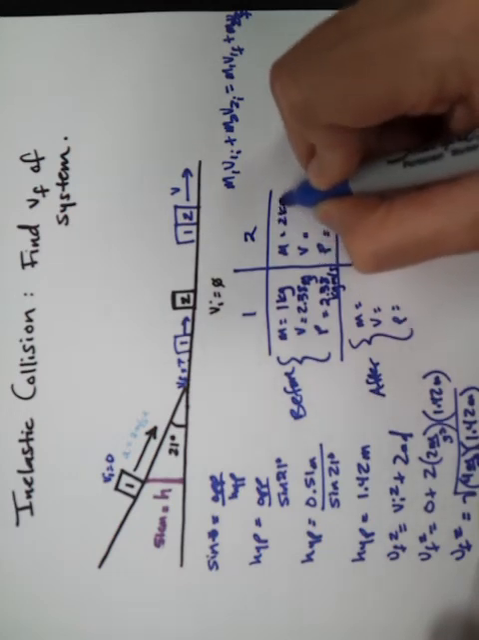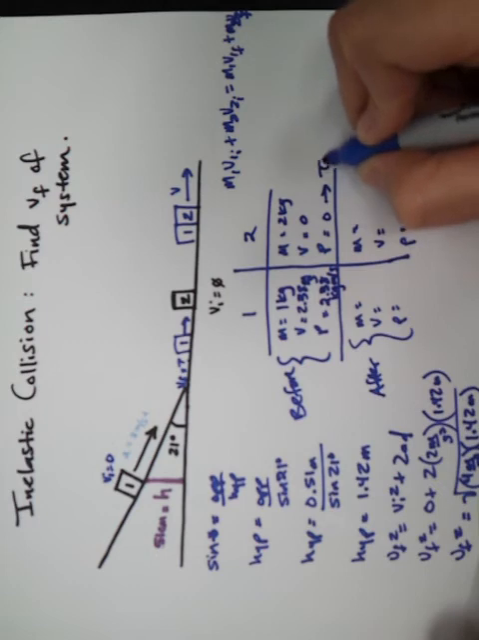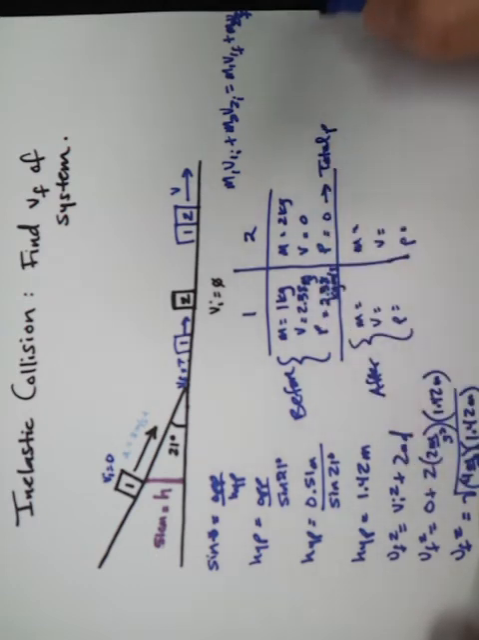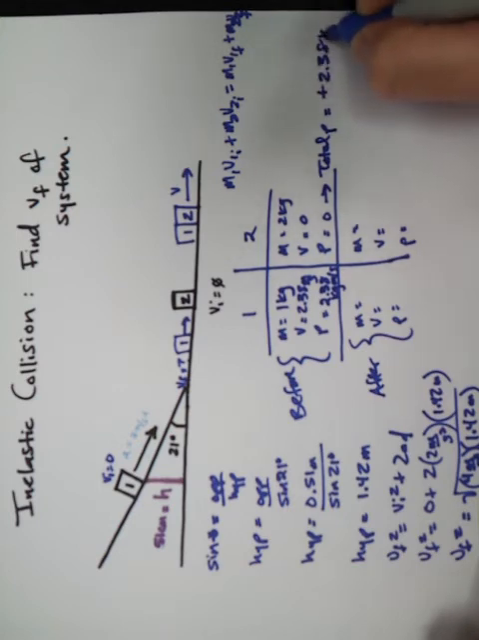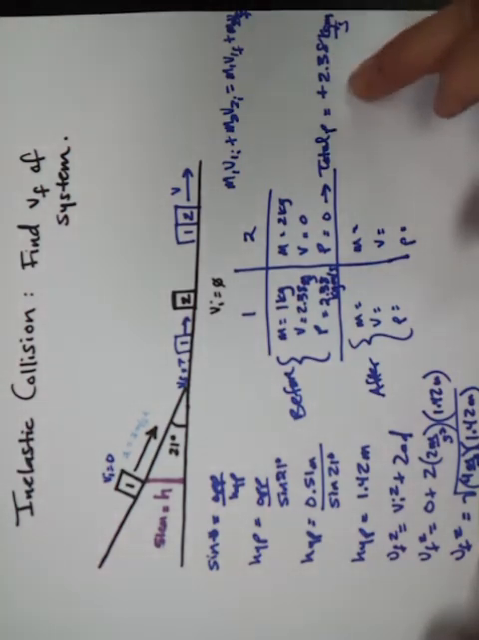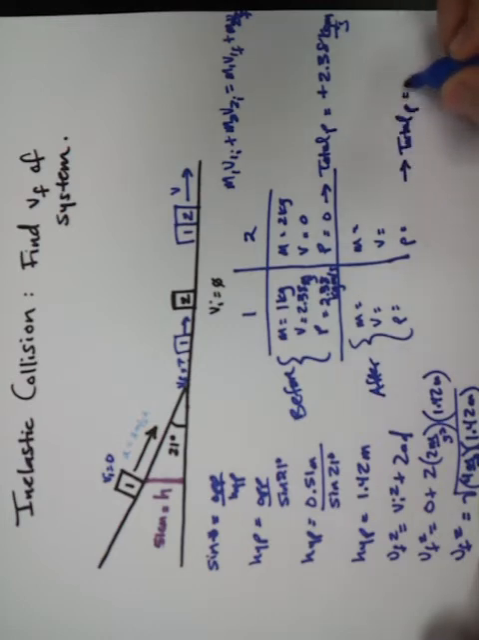This is 0. So if we add these up, our total momentum before is a positive 2.38 kilograms times meter per second. The point of conservation of momentum is to say this number is the same before and after. So we know that this value is going to be a total of positive 2.38 kilograms times meter per second.